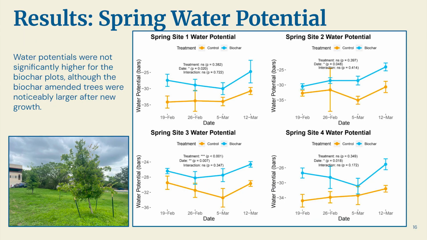And I don't know if you can see right here, this is the tree that was amended with biochar, and then this is the control plot. So this one is noticeably bushier, and that's sort of a trend that we can see among all the sites. I wish I had included more pictures. But despite them looking physically healthier, we don't actually see a clear difference in the water potential between these two sites, which is unfortunate.